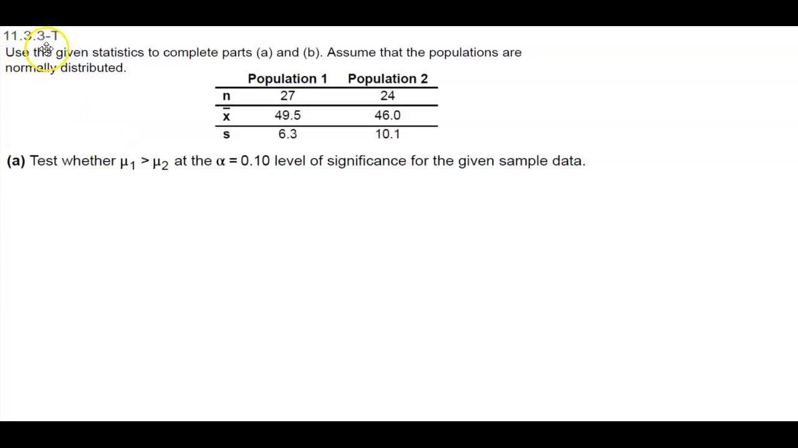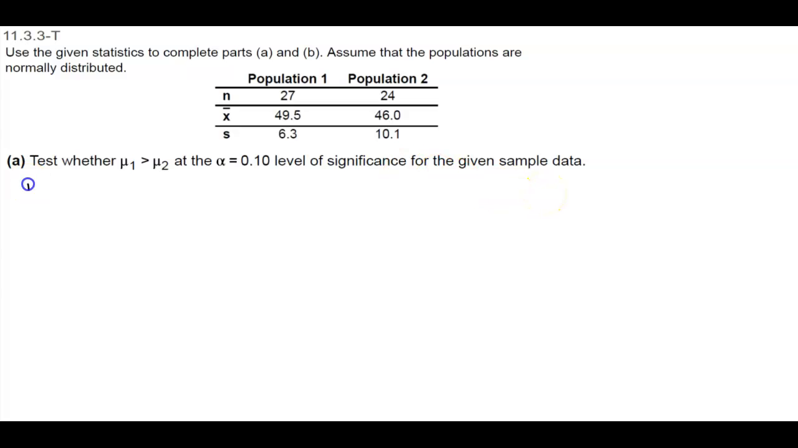Section 11.3.3-T. Use the given statistics to complete parts A and B, assuming that the populations are normally distributed. We have population 1 and population 2, with the sample sizes, sample means, and sample standard deviations. In part A, we want to test whether population mean 1 is greater than population mean 2 at the significance level of 0.10 for the given sample data.